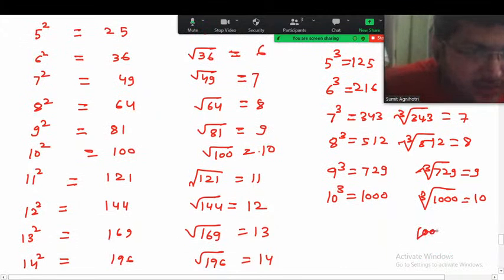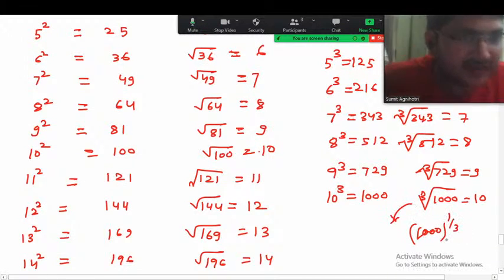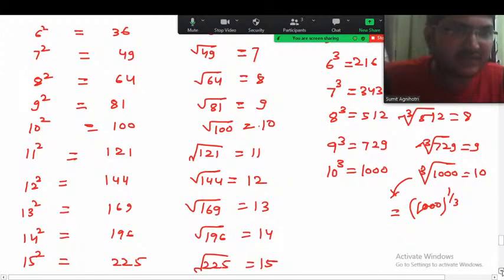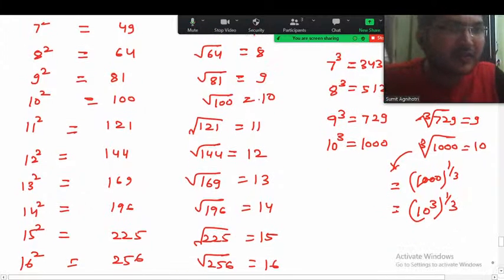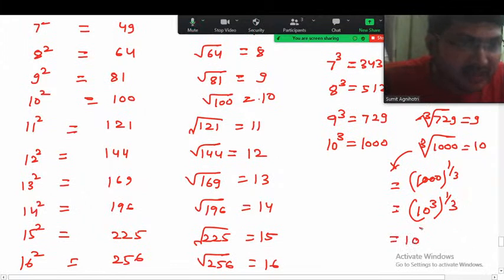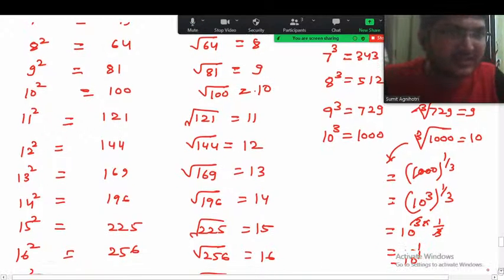Here it means 1000 raised to the power 1 over 3. I am just telling why we get 10. Listen to me and just focus here. 1000 here means 10 raised to the power 3, raised to the power 1 over 3. Further, you need to just multiply the exponents. They get cancelled. You got 10 raised to the power 1, which actually means 10. That is why your result is 10.